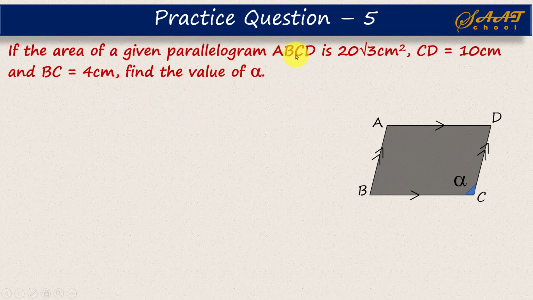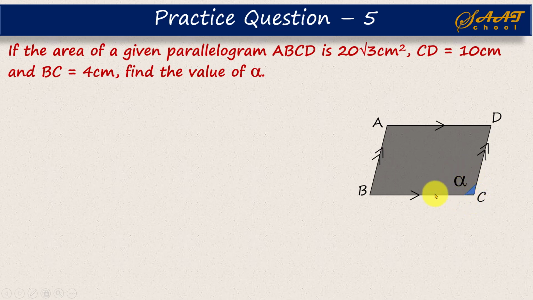Now here is practice question 5. The area of the given parallelogram is 20 root 3 square centimeters. We have side CD as 10 centimeters and BC as 4 centimeters. Now we have to find the value of alpha, meaning this angle, which is angle C.